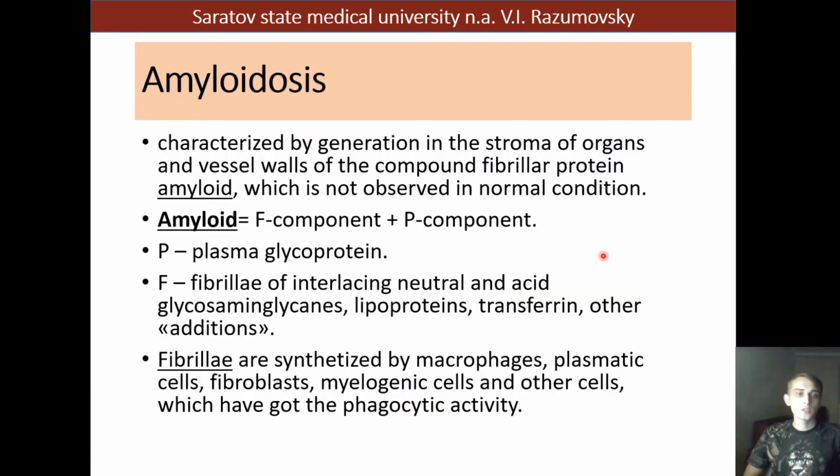So, and now we talk about amyloidosis. Amyloidosis is characterized by degeneration in the stroma of organs and vessel walls by a compound fibrillar protein, amyloid, which is not observed in normal condition. Amyloid consists of F component and P component. P component is plasma glycoprotein, and F component is fibrils. Fibrils are synthesized by macrophages, plasmatic cells, fibroblasts, myelogenic cells, and other cells which have phagocytic activity.